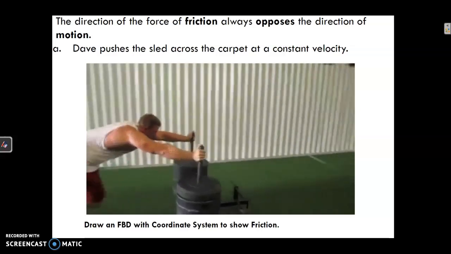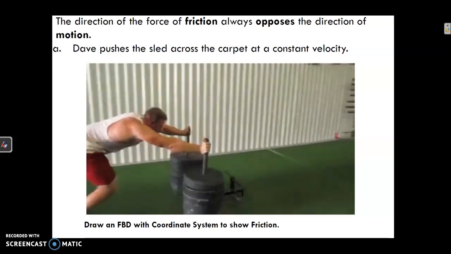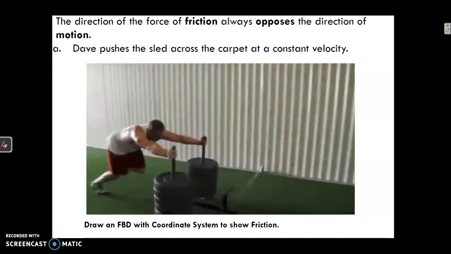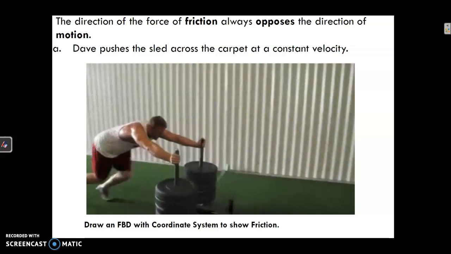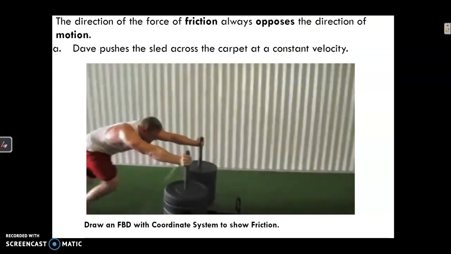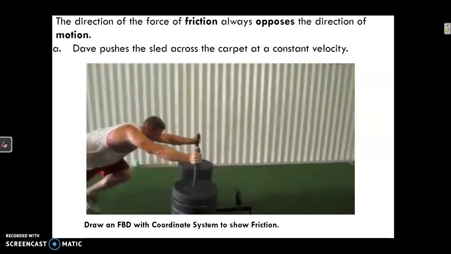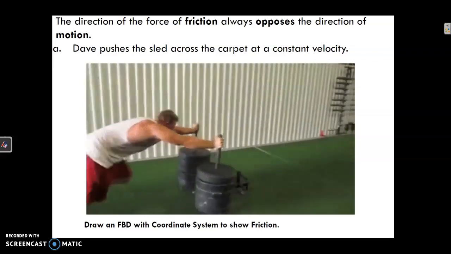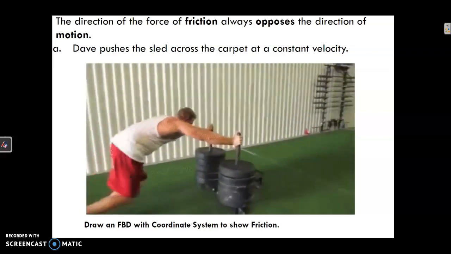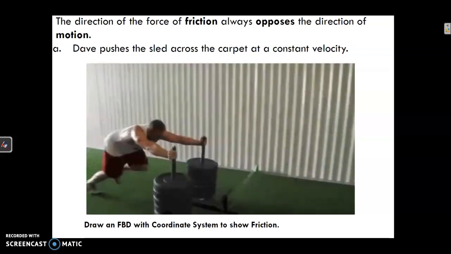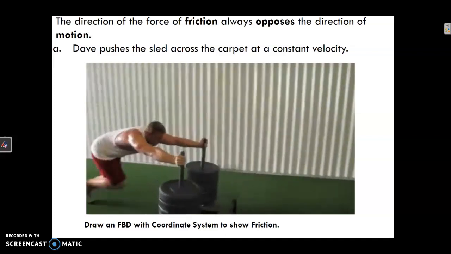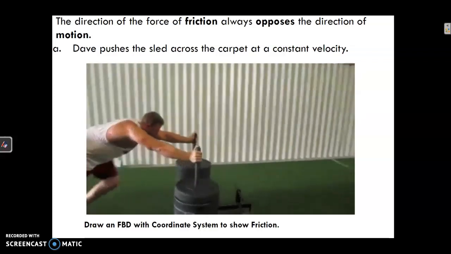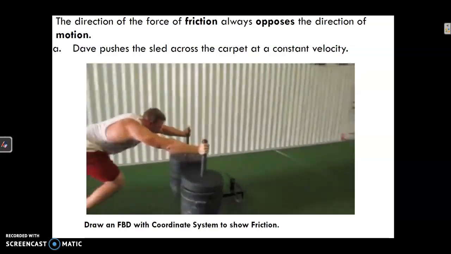And let's get back to what we were just talking about with friction, and let's draw some free body diagrams. The direction of the force of friction always opposes the direction of motion. So Dave pushes the sled across the carpet at a constant velocity. This is my good friend Dave, right? He's pushing this sled across the carpet. I want you to create a free body diagram for the sled, not for Dave. Go ahead and try your best on it now.